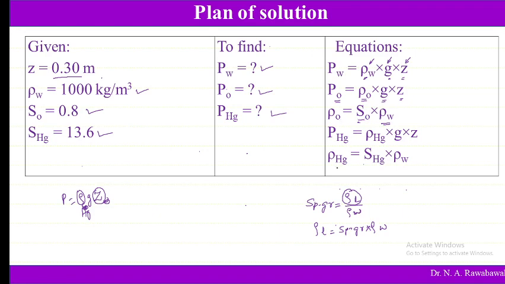Similarly we must know the density of mercury also. To know density of mercury, we multiply specific gravity of mercury with density of water. If we know density of mercury, then we can substitute it here and find pressure intensity due to mercury. If we know density of oil, then we can substitute it here and find pressure intensity due to oil at the base. Pressure intensity due to water we can directly find out. So we will simplify one by one.